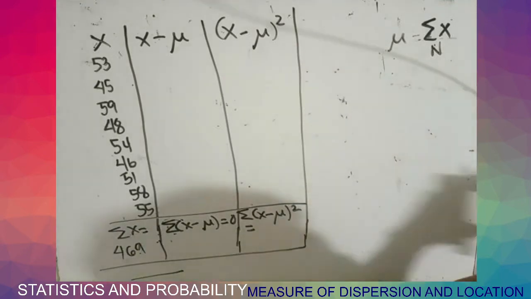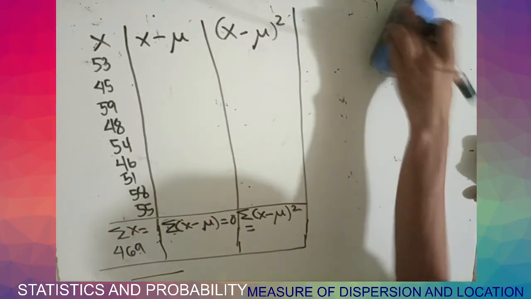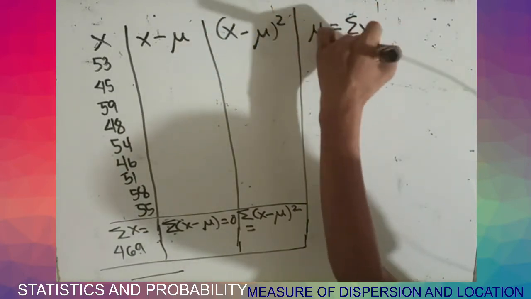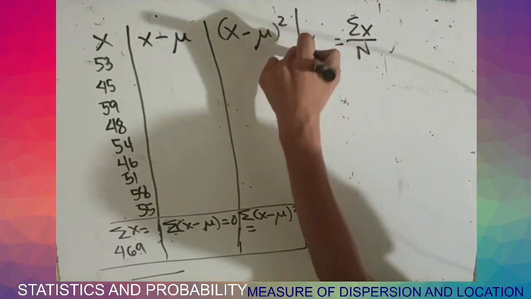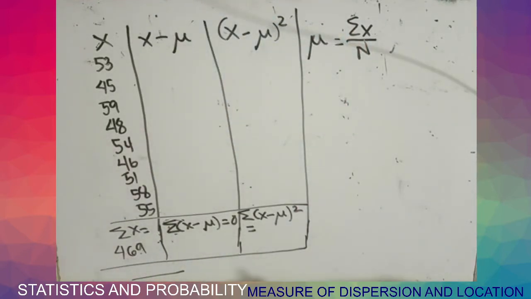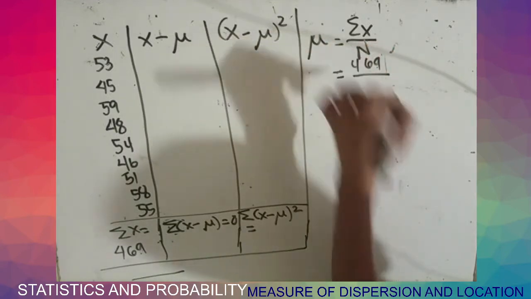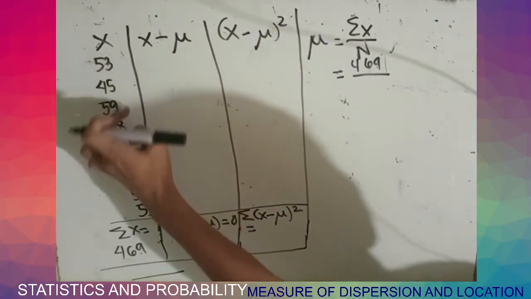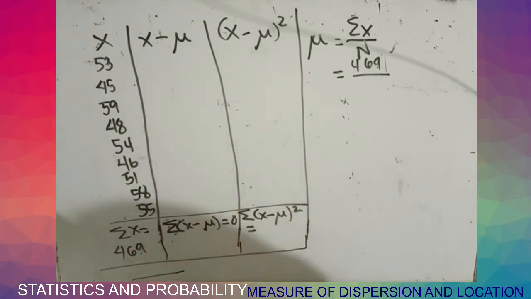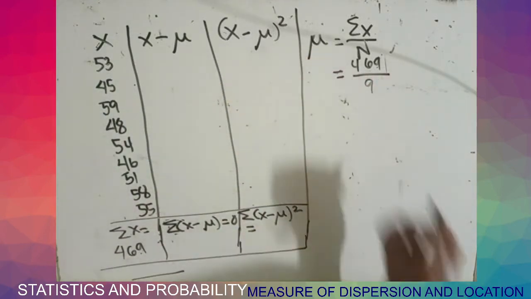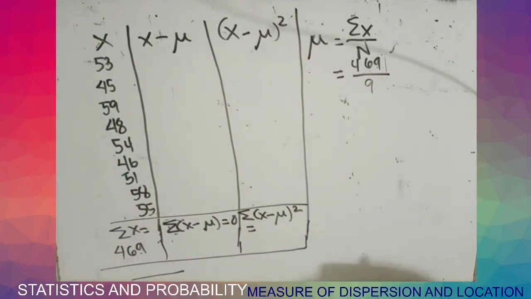So, pwede natin kunin si population muna. Summation of x over. So, lipat ko lang yung equal sign, dapat dito sa gitna ng fraction bar. Okay. So, bali ng summation of x natin is 469, divided by total number of n. 1, 2, 3, 4, 5, 6, 7, 8, 9. So, 9 yung ating n. So, 469 divided by 9.